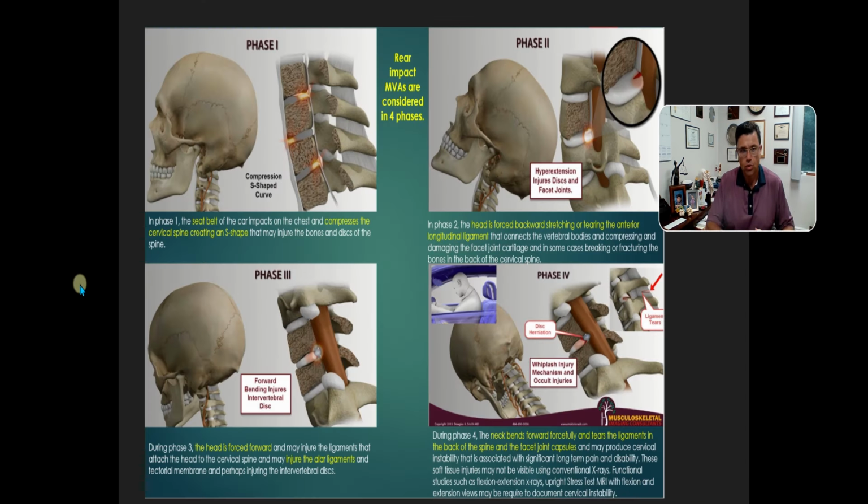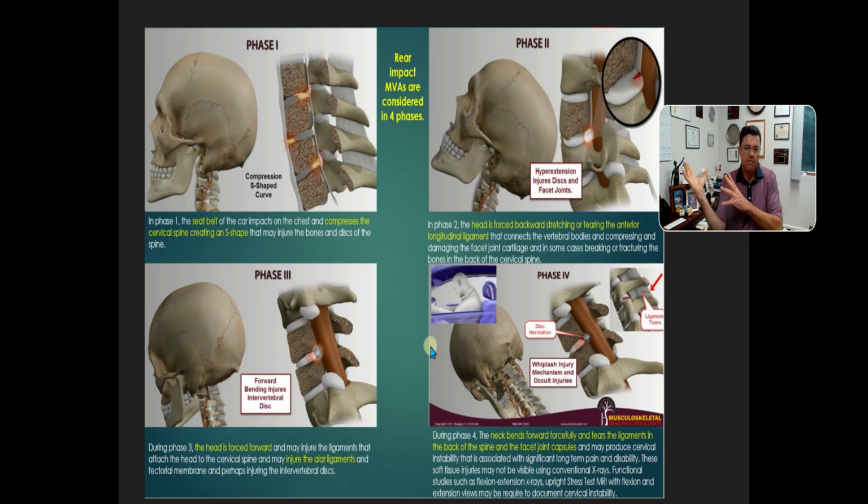In the first phase, you have a compression of the cervical spine, creating an S shape, and that's phase one, where it can injure the bones and discs of the spine. And then in phase two, the head is forced backwards, stretching or tearing the ligaments, as well as possibly the discs. You see here the disc possibly being torn, and then you also have the vertebrae. It's hyperextension. It goes back.